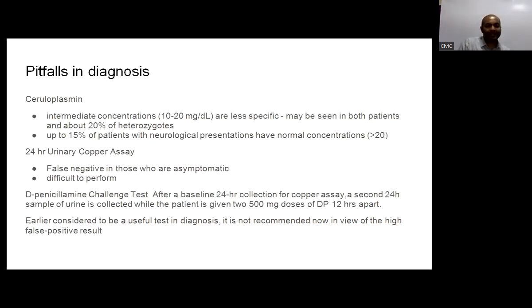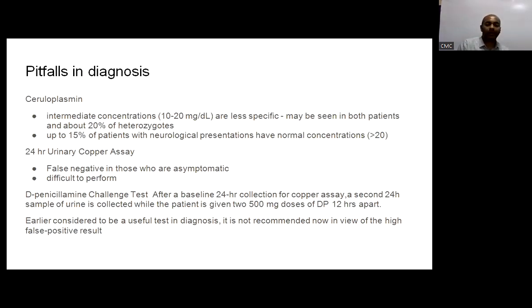Ceruloplasmin less than 10 is diagnostic. We can see more intermediate levels, like 10, which can be seen in both patients and heterozygotes. Now up to 15% of patients with neurological presentation can have normal concentration, normal ceruloplasmin. So ceruloplasmin is helpful, but cannot be relied on in all cases.